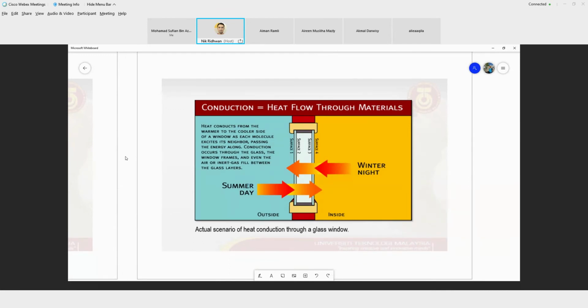Yeah, this is just another example. Two regions: the inside of the house, and the ambient condition, which is the outside of your house. This is the window glass in the four seasons, in a country with four seasons.